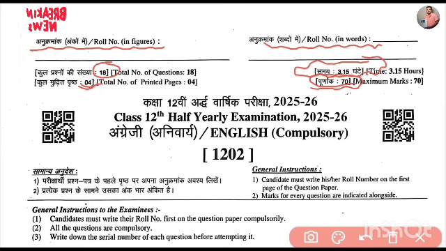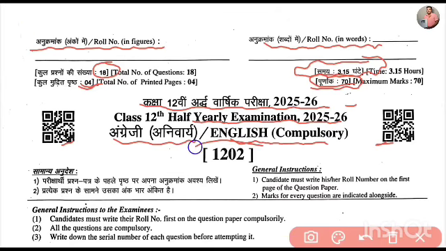If you also want to score full 70 marks in the English paper on November 20th, you have to prepare well for this entire English paper. You can see the QR code on both sides of the paper. This is your Class 12th Half-Yearly Examination 2025-26, and English is a compulsory paper.